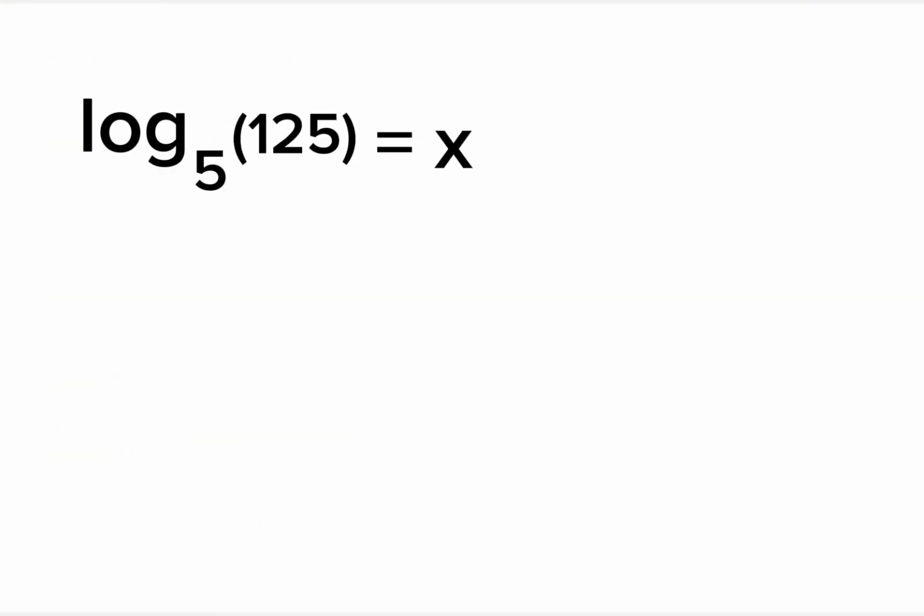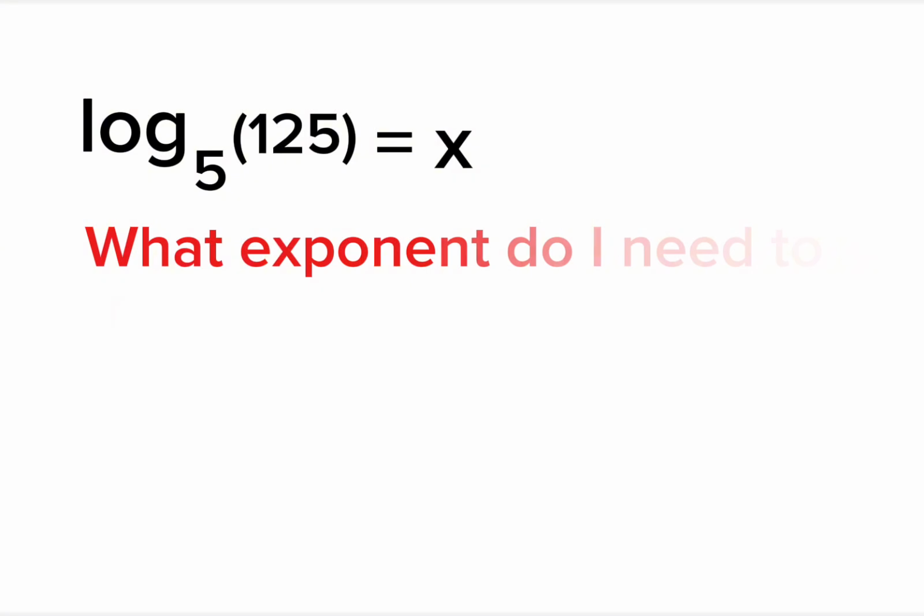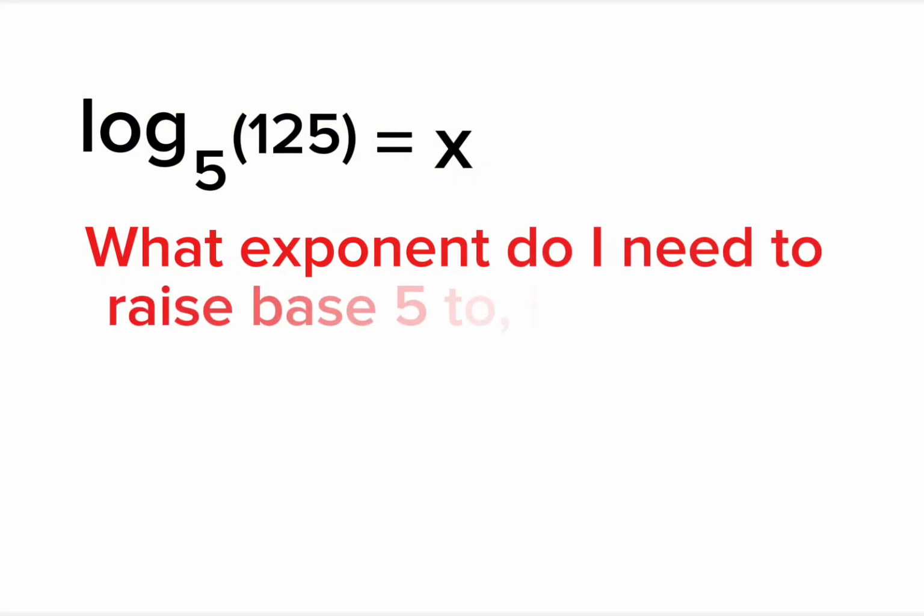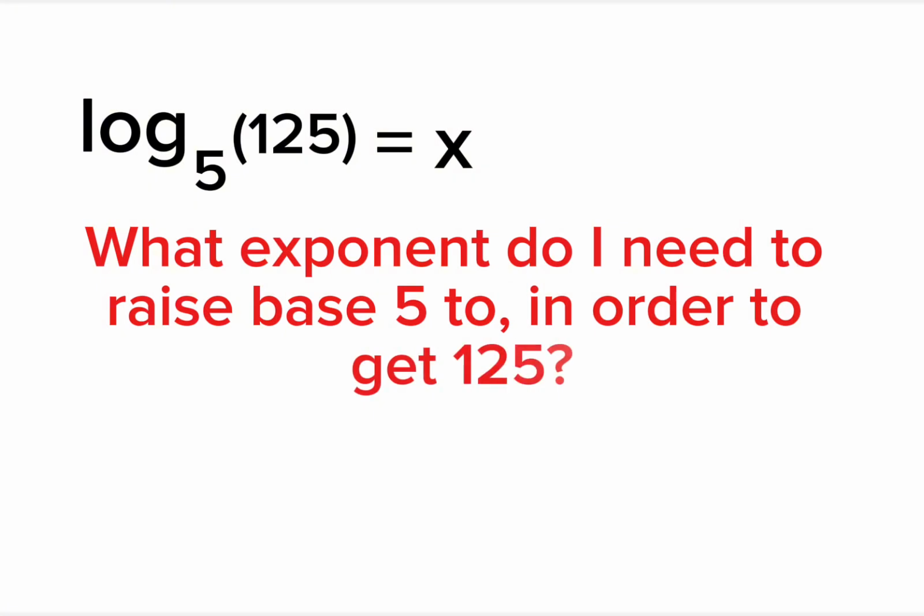So for example, in this problem, we have log base 5 of 125 equals x. What this is asking is, what exponent do I need to raise base 5 to in order to get 125? And this is basically equivalent to 5 raised to x equals 125. So all that log does is help us find the exponent that we need to raise a certain base to in order to get a given answer. And in this case, our answer would be 3.